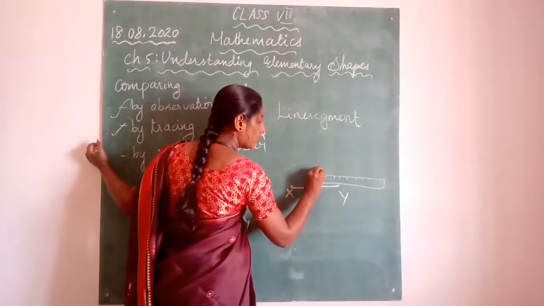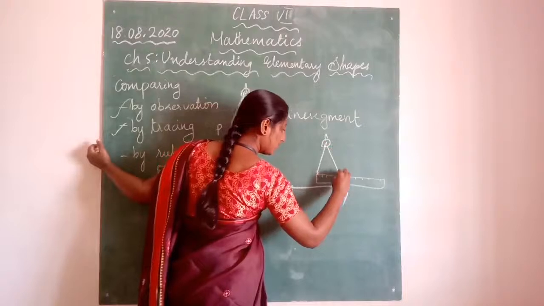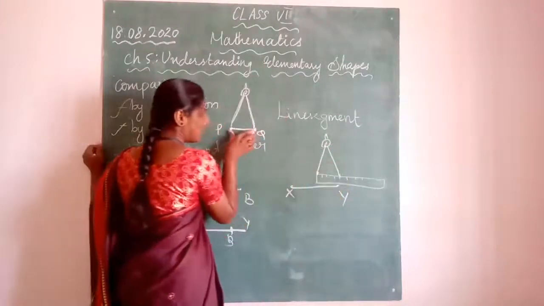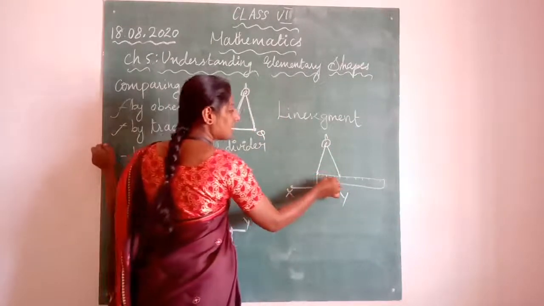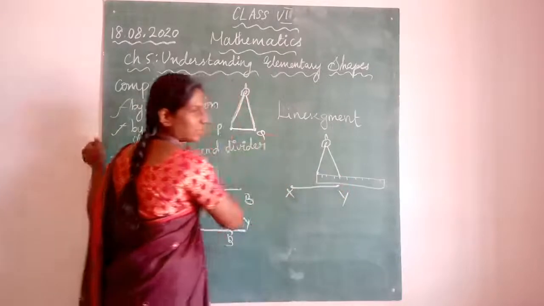Then the other will be somewhere here, according to the length of the line segment. Then you can see what the measurement is from 0 to that particular number. That will be the measurement of the line segment.